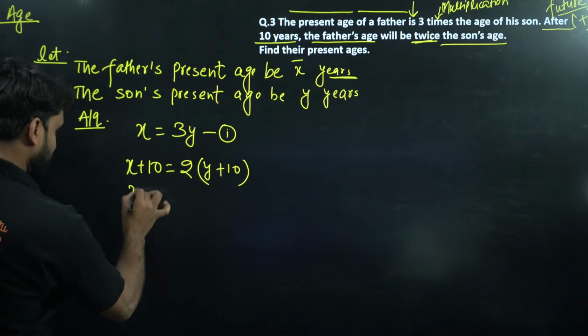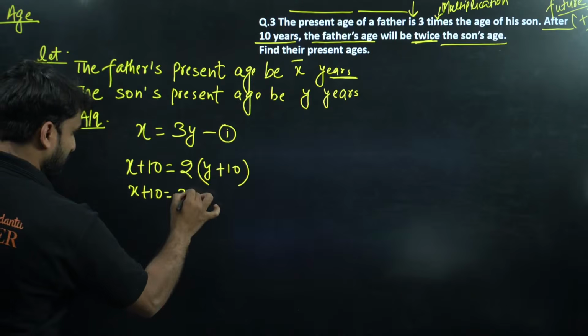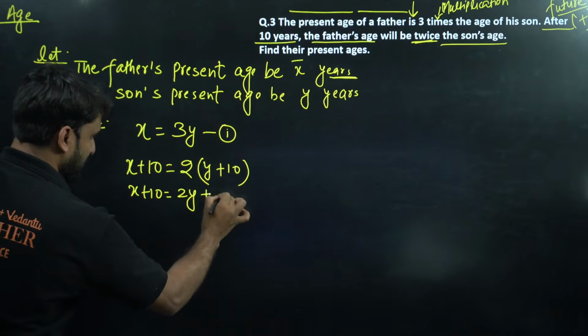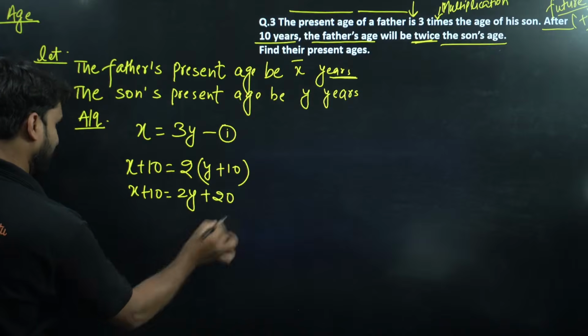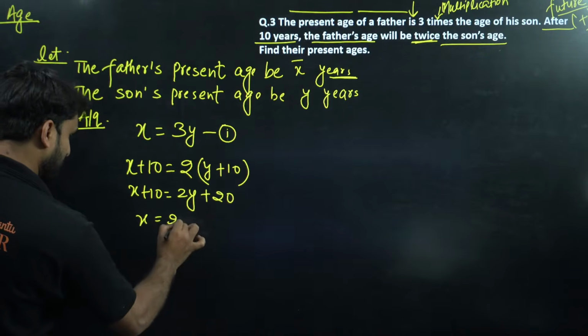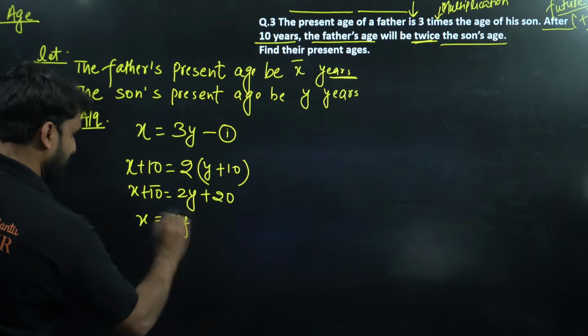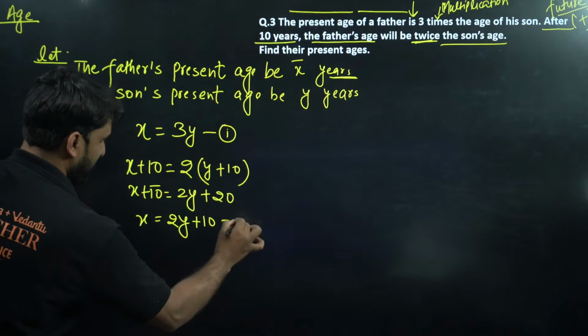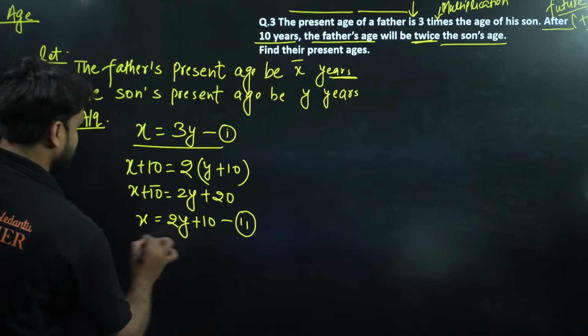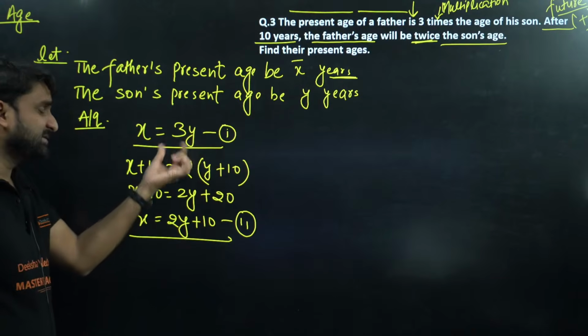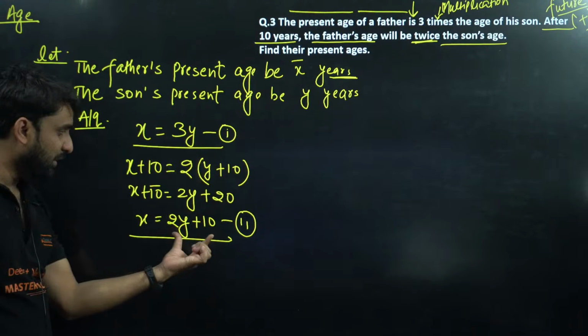So solve this. x plus 10 is equal to 2 into y, 2y, and 2 into 10 is 20. So 10 will go there. So x is equal to 2y, and this 10 will go there. So 20 minus 10 will be 10. So we have second equation. So this is first equation, this is second equation. This is x is equal to 3y, and this is x is equal to entirely this.